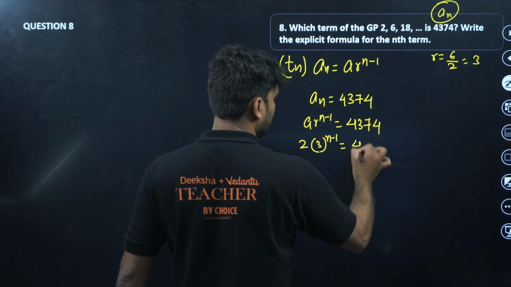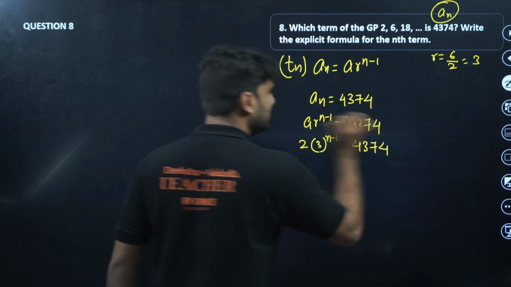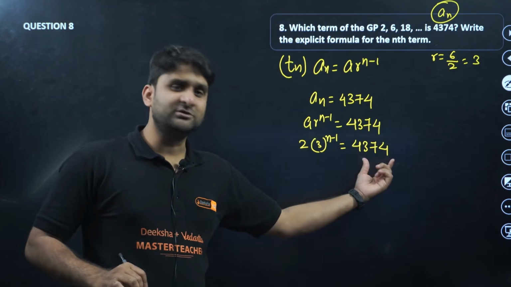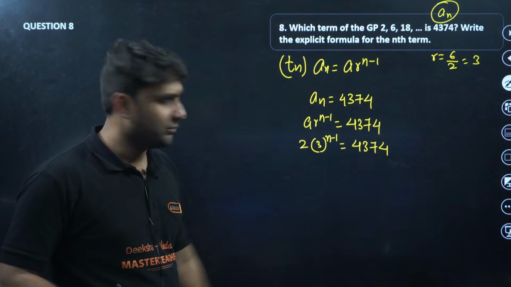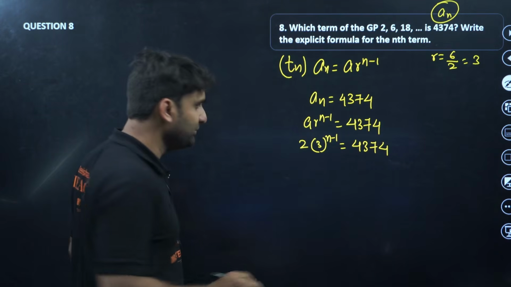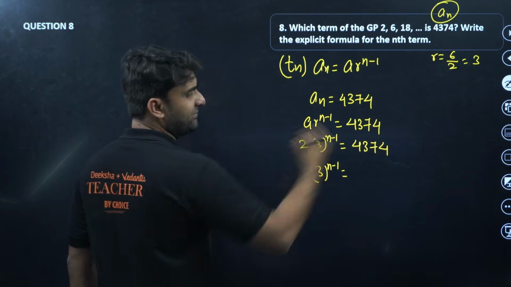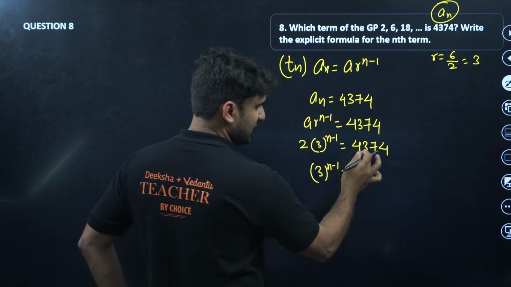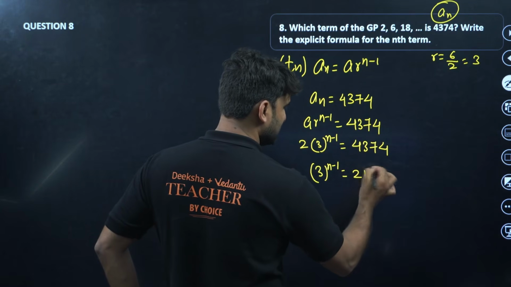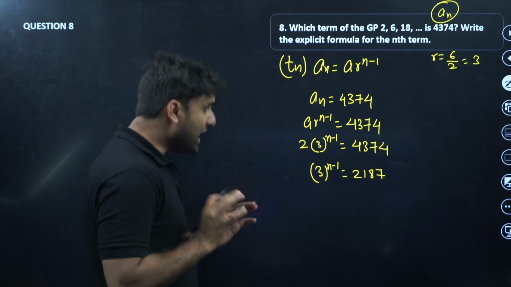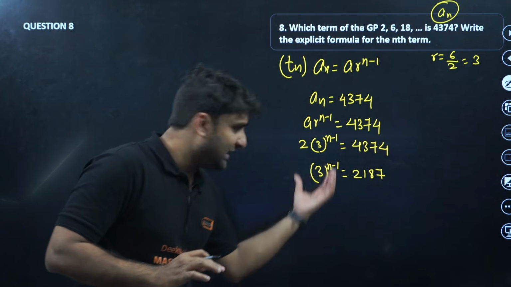And this is 4374. Guys, listen, 2 is in multiplication. So if we divide this number by 2, this number can be divided by 2 because the ones digit is also an even number. So 3 to power n minus 1, let's divide by 2. So 2 2s are 4, 2 1s are 2, 17, 2 8s are 16, and 2187 will come.